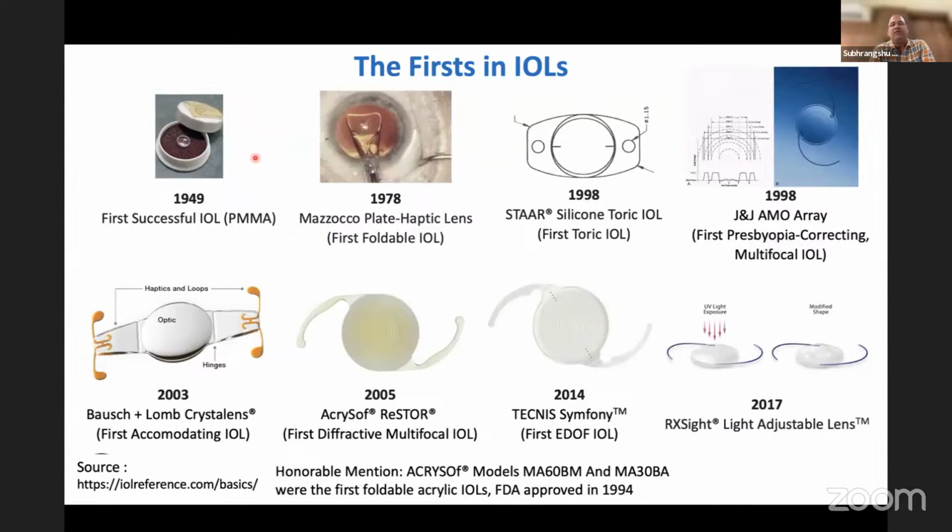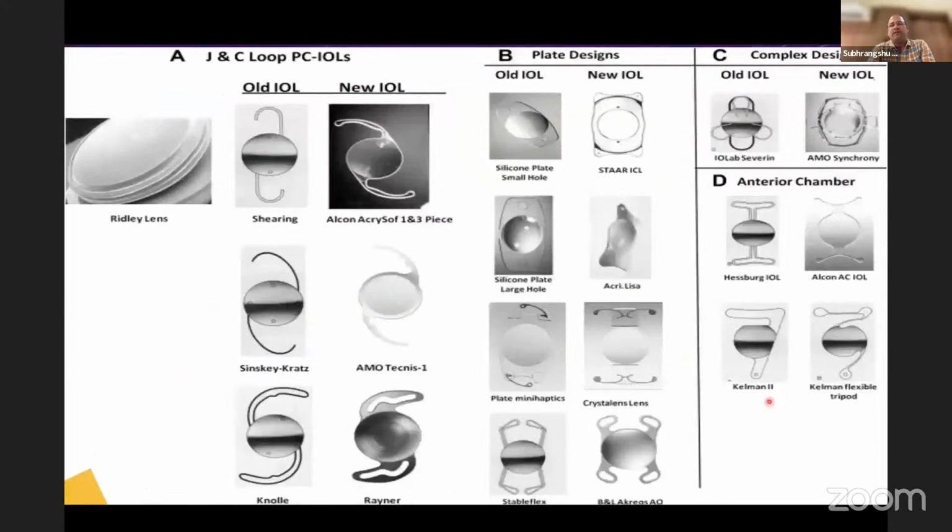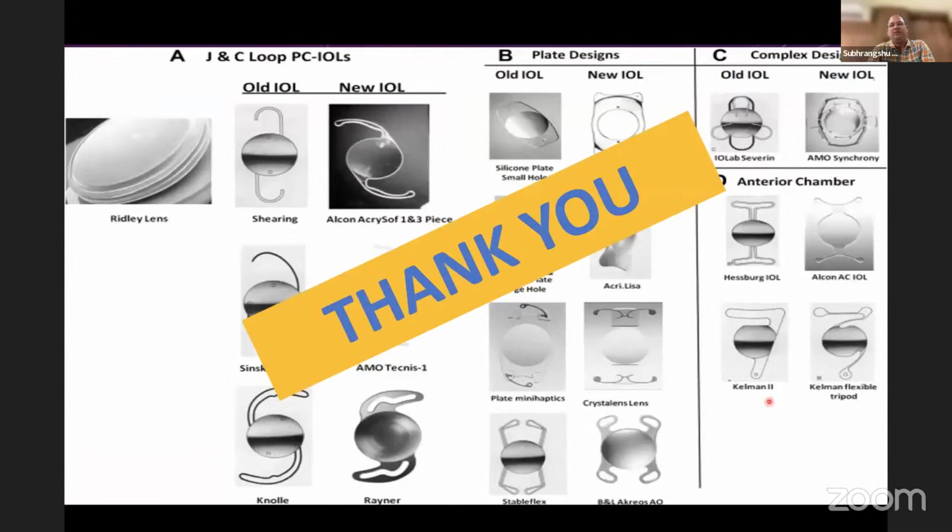So I will just conclude by recapitulating the firsts in IOLs. We have traveled a long way, and of course, there's a long path in front of us. We start from 1949 when there was the first PMMA IOL implantation. In 1978, the first foldable IOL was implanted. 1998, Staar came up with the first toric IOL. 1998, first presbyopia correcting or multifocal IOL. 2003, first accommodating IOL. 2005 came the first diffractive multifocal IOL. 2014, the first EDOF IOL. Then in 2017, the light adjustable lenses, and so on. So that's a long way and a long way to go yet.